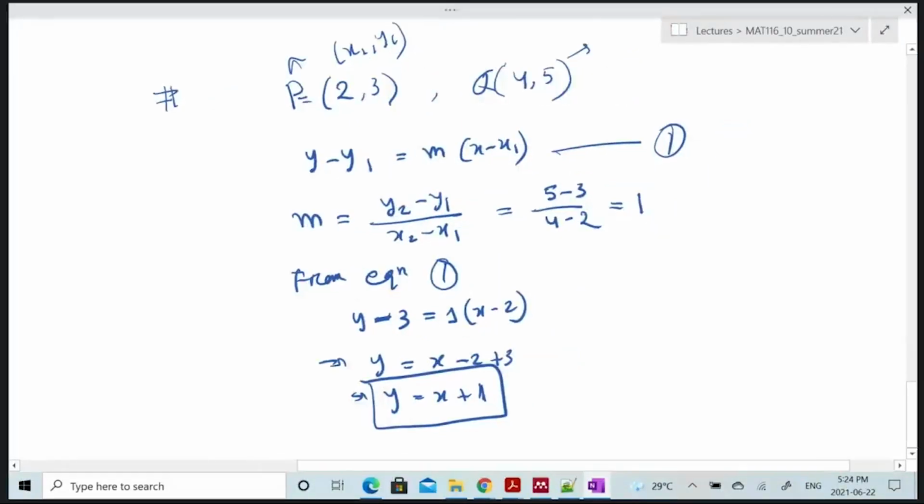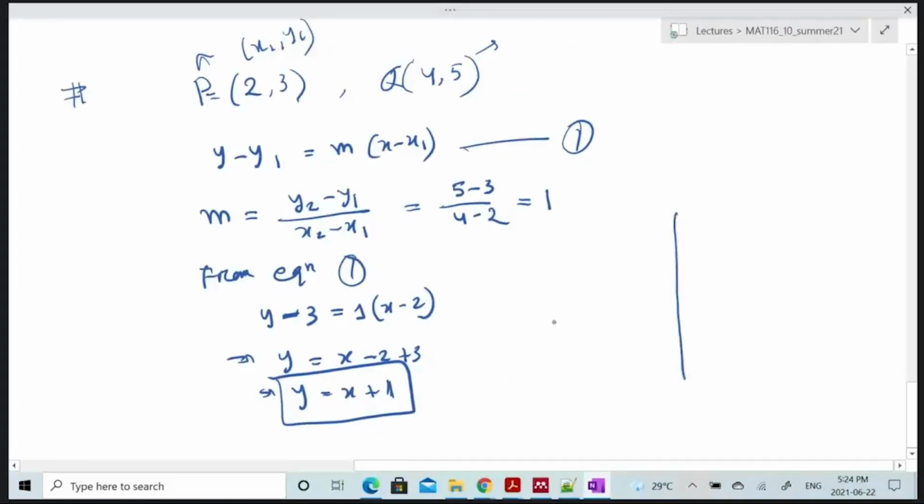So if I want to graph it, y intercept is gonna be (0, 1), and x intercept is gonna be (minus 1, 0). So that's it. And you see the slope is positive here.